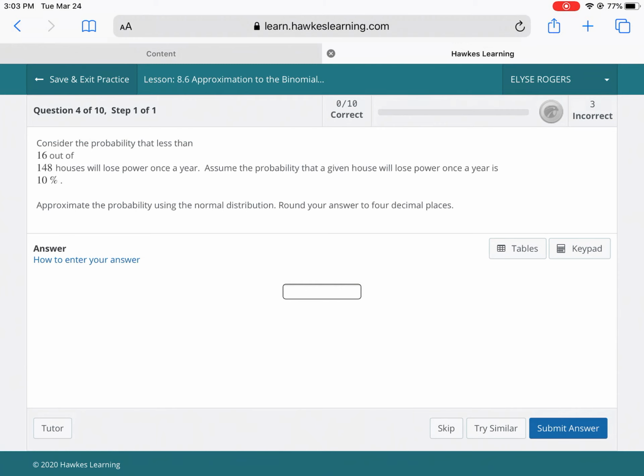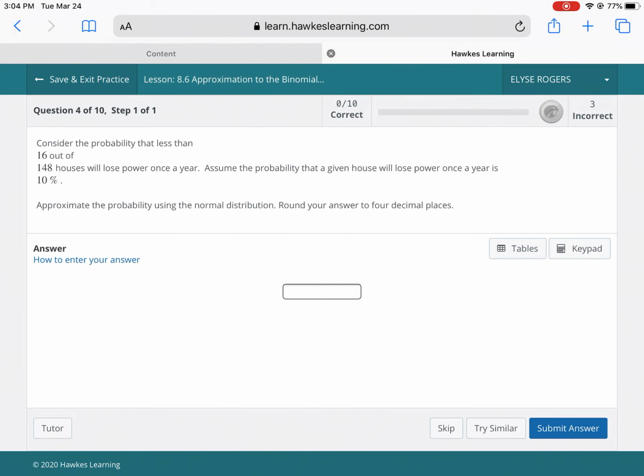Okay, so now I want to go through this homework problem. It says, consider the probability that less than 16 out of 148 houses will lose power once a year. Assume that the probability that a given house will lose power once a year is 10%. Looking at this first of all, we know that we're in binomial right now.